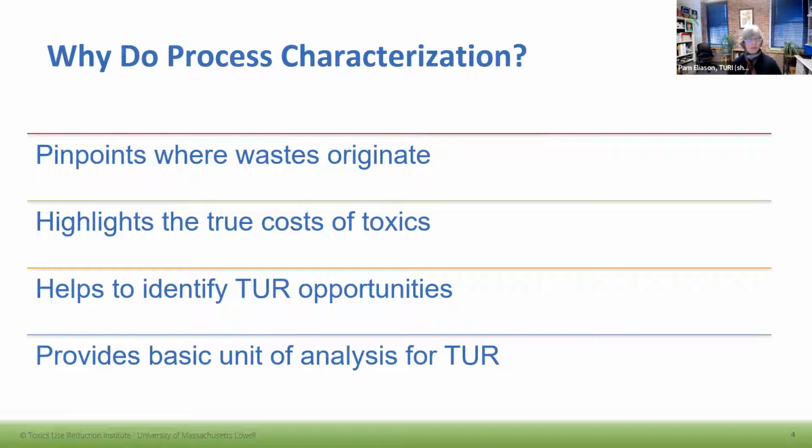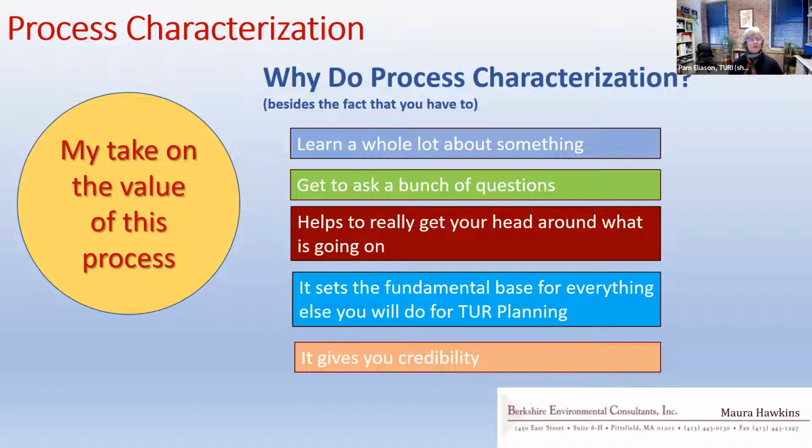As I said, it helps us to identify our toxic use reduction opportunities, and it provides a basic unit of analysis for toxic use reduction. And that unit of analysis is unit of product. So those are the theory points around what's important about process characterization. Maura has some other thoughts on that.